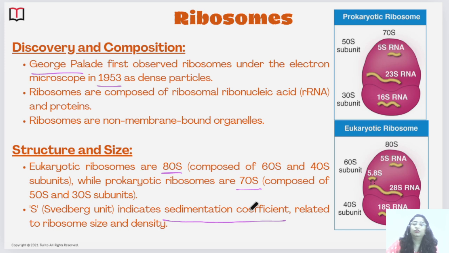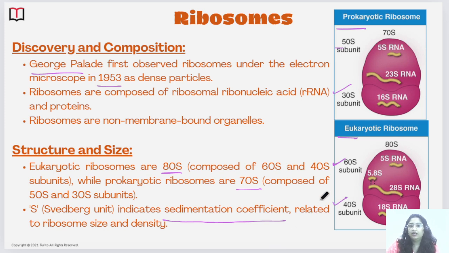So here also, when George Palade did this process, he saw that some portion of the ribosome settled at the bottom. It's heavy, so he measured it. He said that in the prokaryotic it's 50S and in the eukaryotic it's 60S. And the lighter particles are 30S in the prokaryotic and 40S in the eukaryotic.